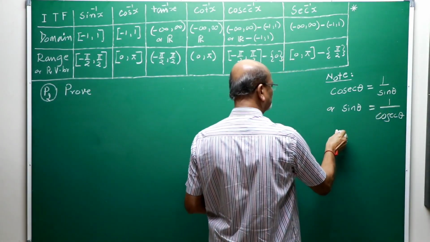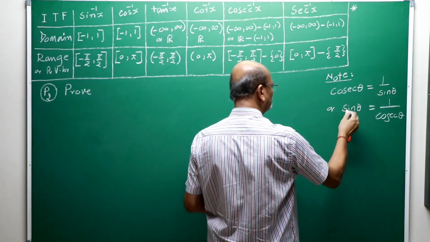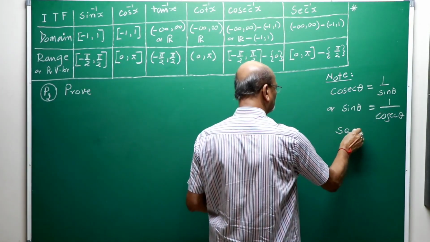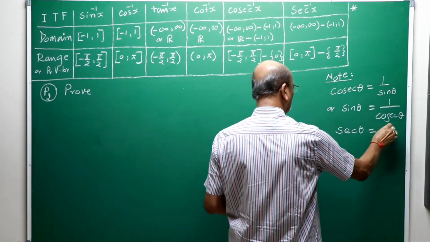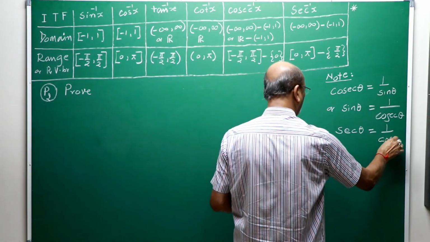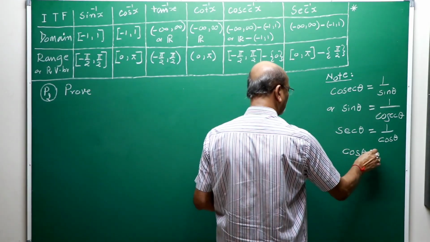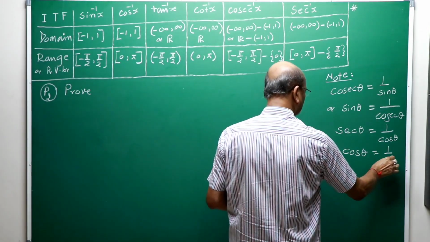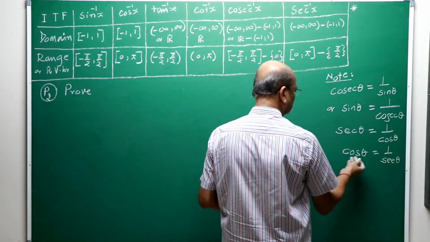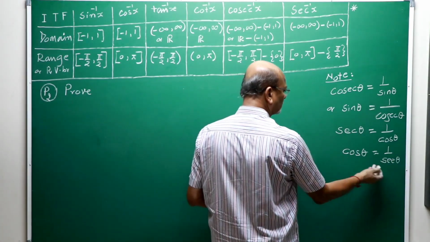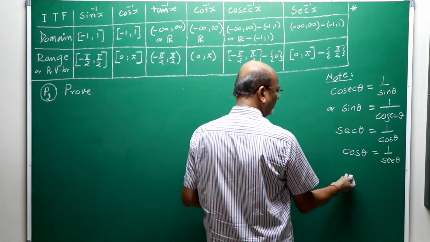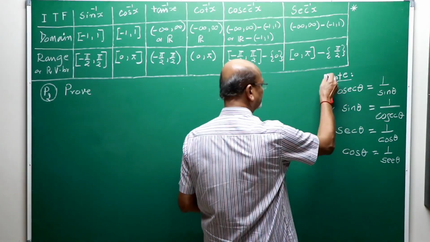What is next? Sec theta is 1 by cos theta. And what about cos theta? Cos theta is 1 by sec theta. Related with cot, it is 1 by tan. What is tan? Tan is 1 by cot. Like that, my friends.